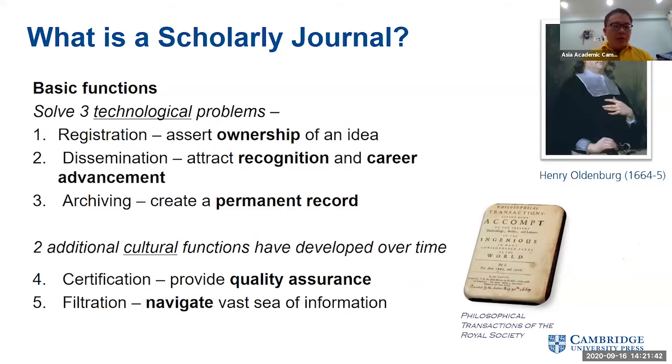Then we have the next function, filtration, which really helps researchers navigate the large number of journals, around 33,000. Probably in your field itself there are at least 30 to 40 journals. By publishing in a specific journal, you are telling others where your research is conducted, the kind of topics and the kind of research methods that you use. So these are all the functions that a scholarly journal serves.